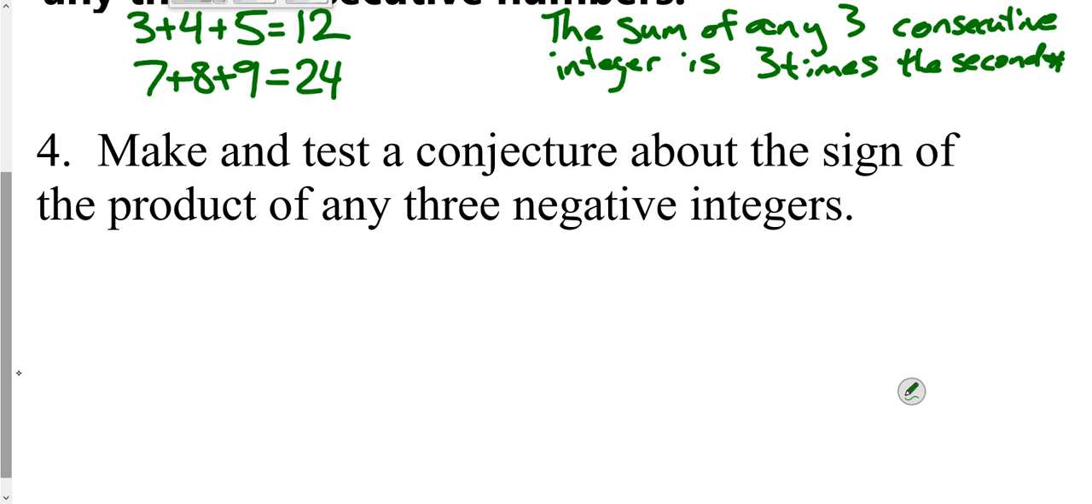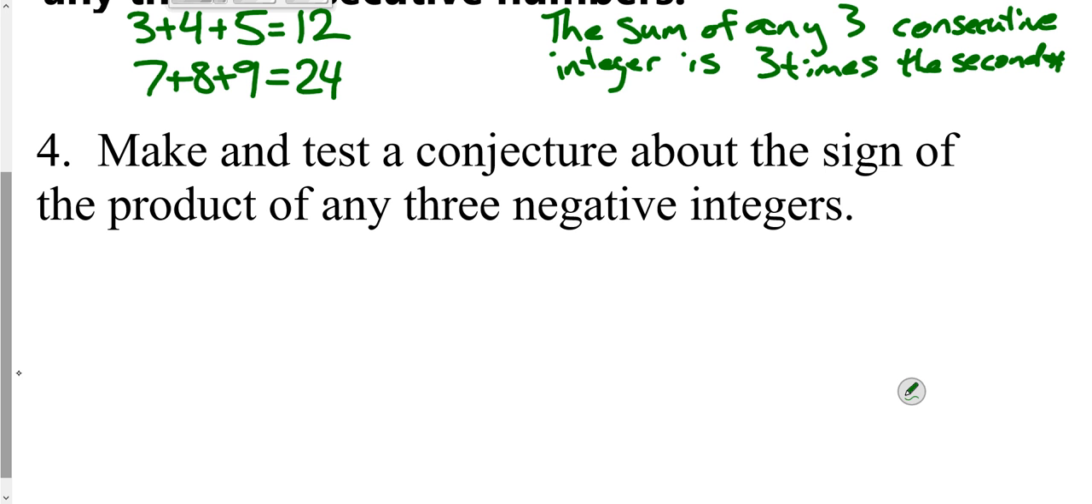Okay, looking at number 4, we want to make and test a conjecture about the sign of the product of any 3 negative integers. Sign being, is it positive or negative? So we're going to make and test a conjecture about whether it's positive or negative with the product of any 3 negative integers. So we're going to be multiplying 3 negative integers together.